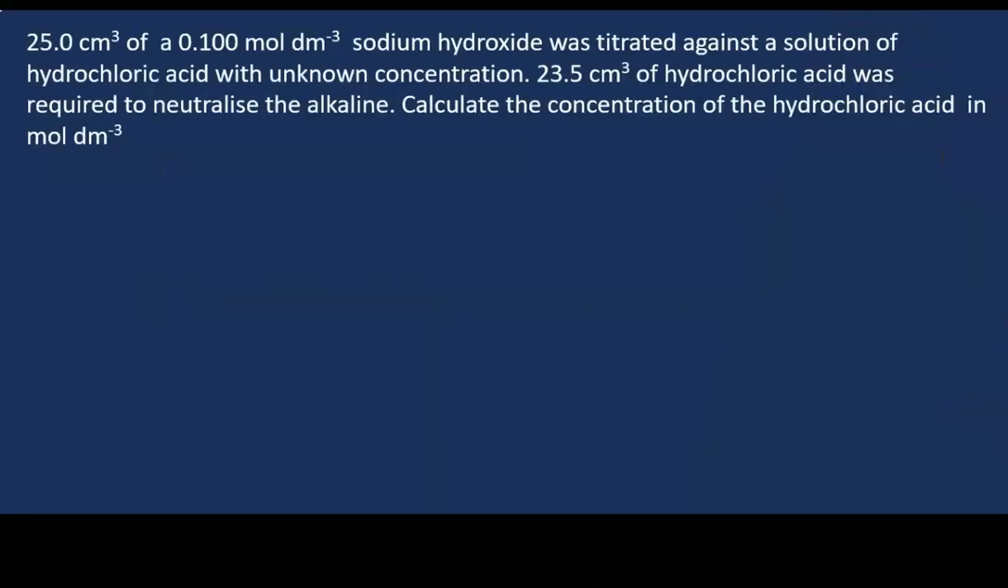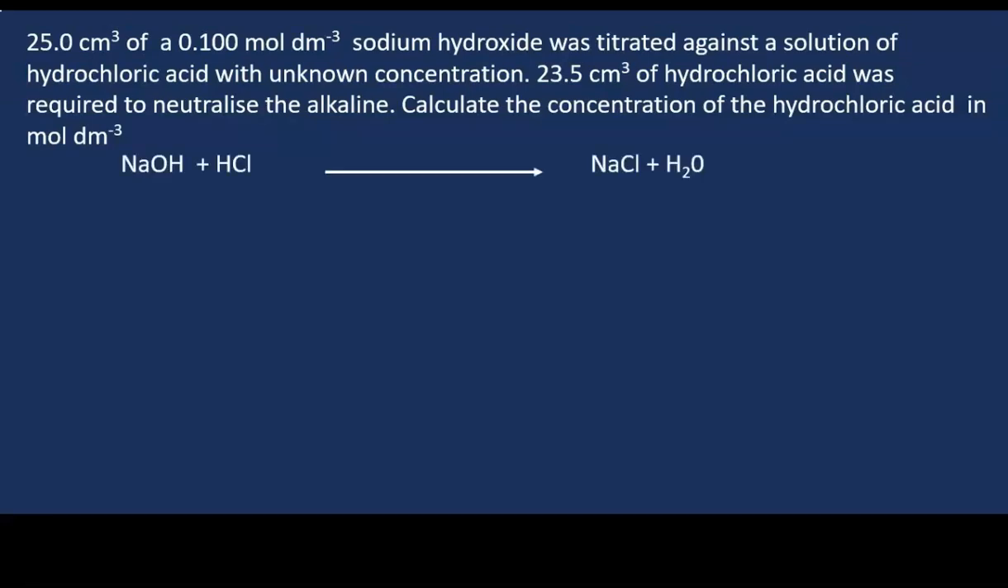Here is the question. 25.0 centimeter cubed of 0.100 moles per decimeter cubed of sodium hydroxide was titrated against a solution of hydrochloric acid with a known concentration. 23.5 centimeter cubed of the acid was required to neutralize the alkaline. Calculate the concentration of the acid in moles per decimeter cubed.